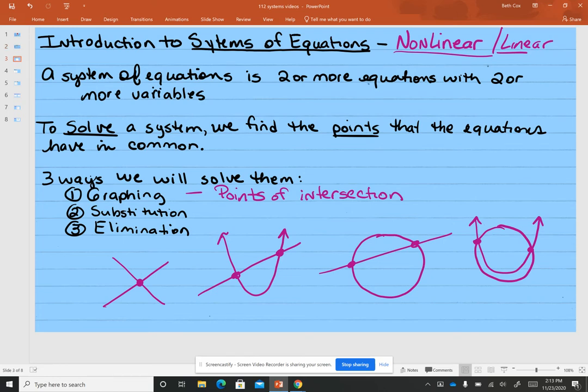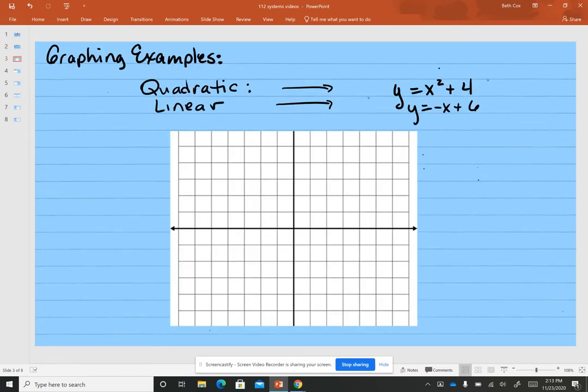So let's jump in. Okay, so for this first one, we have two equations. We have a quadratic equation, which is a parabola, and we have a linear, of course, which is a line. Now, we went over graphing parabolas at one point. You may or may not remember them, but we could just plot points, or we can do the vertex. For this one, I'm going to plot points to do my parabola.